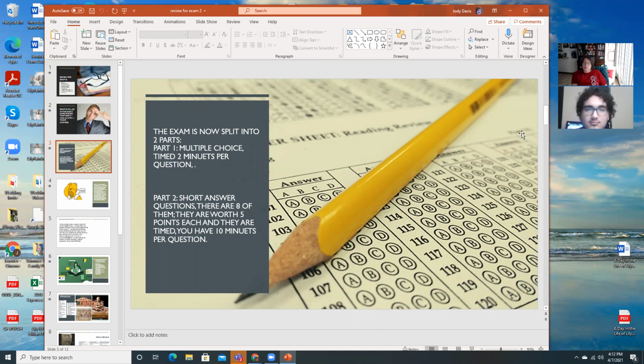And then part 2, which is a completely different test, so don't forget to take both sets or sections, is short answer questions that verge on essays. There are 8 of them. They're worth 5 points each, and they're timed, so you have 10 minutes per question. Which, if you're writing a whole 10 minutes on each question, you should be fine.